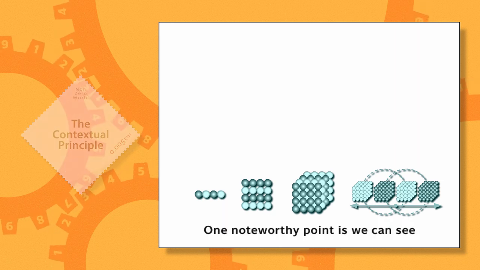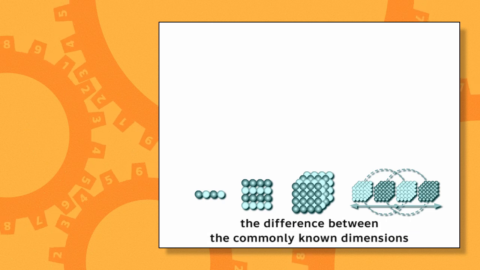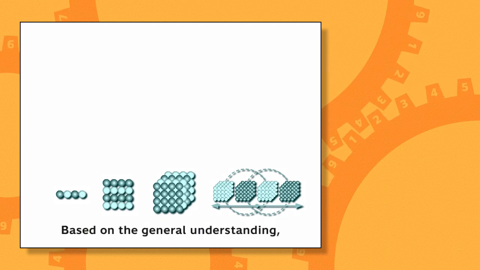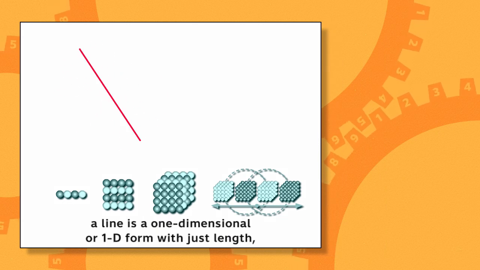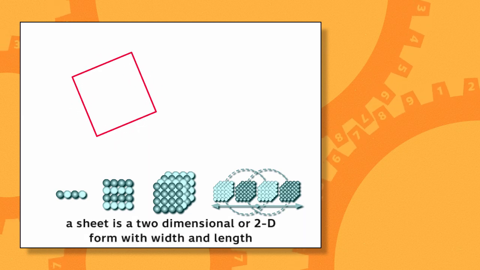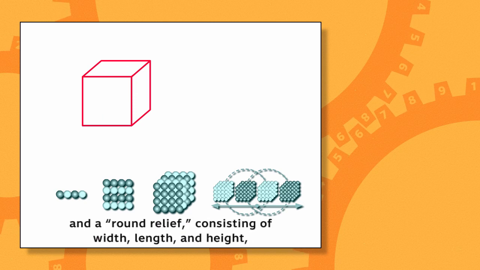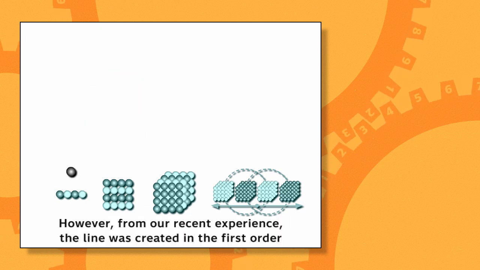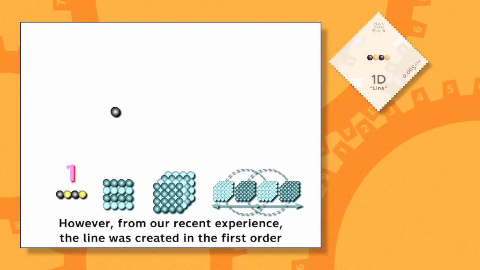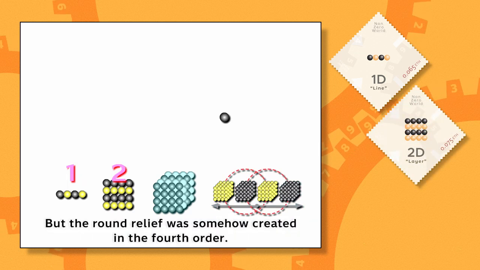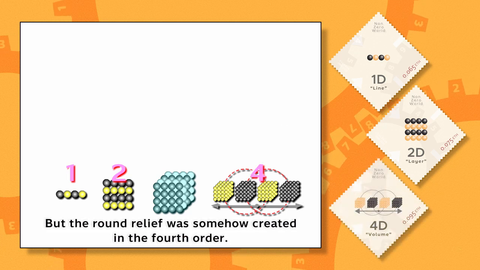One noteworthy point is we can see the difference between the commonly known dimensions and the dimension created based on the contextual principle. Based on the general understanding, a line is a one-dimensional or 1D form with just length. A sheet is a two-dimensional or 2D form with width and length, and a round relief, consisting of width, length, and height, is a three-dimensional or 3D form. However, from our recent experience, the line was created in the first order, and the sheet was created in the second. But the round relief was somehow created in the fourth order.